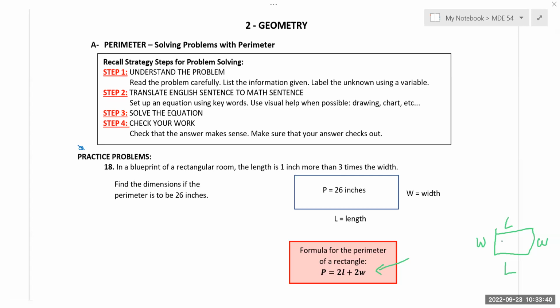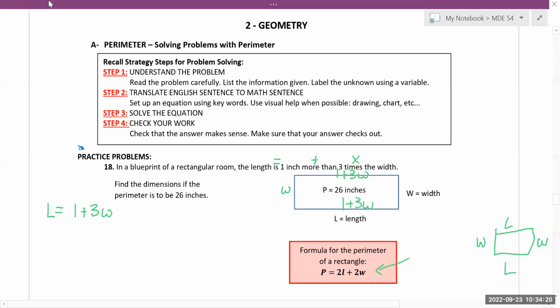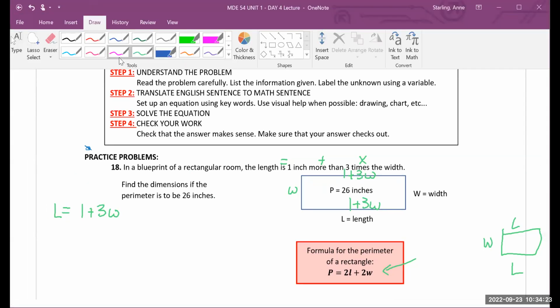Okay, let's read the question. The length is 1 inch more than 3 times the width. So is equal, more than is plus, times is multiplication. So now I'm being told that this length is 1 plus 3w. The width is what it is. And this is 1 plus 3w. So we're doing a little substitution here, knowing that the length is 1 plus 3 times the width.